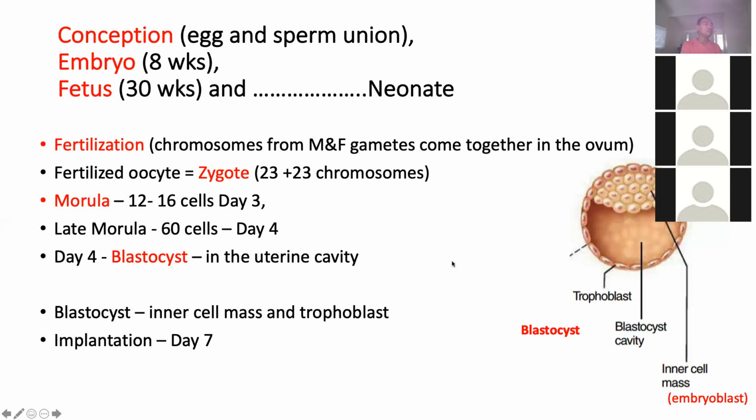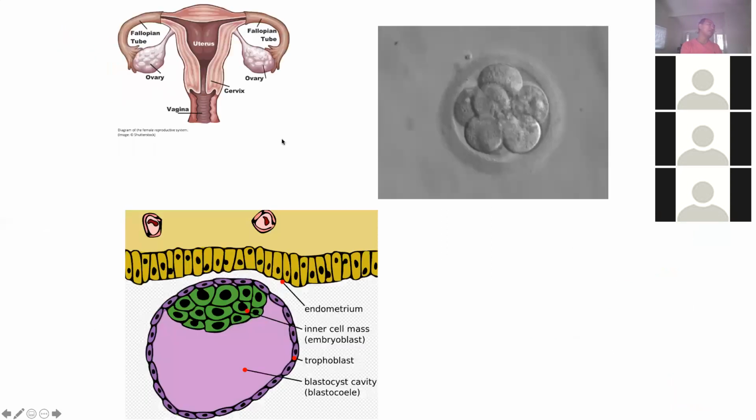Look at that from here: from the ovary, ovulation, oocyte, fertilization, conception, and then the zygote comes along here, cells divide, comes into the uterine cavity at day 4 as a blastocyst, and then, look at that, this is the uterine endometrium, and this blastocyst is going to attach to the endometrium here.